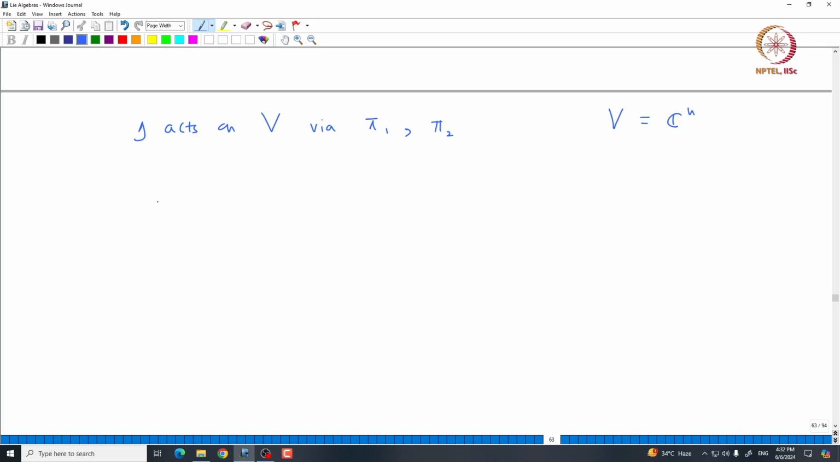That means we can define equivalence of representations by saying that they are just isomorphic to each other. So, we will have a map phi from V to V such that this map should commute with both actions. That means phi of pi 1 of x applied on v should be equal to pi 2 of x applied on phi of v.